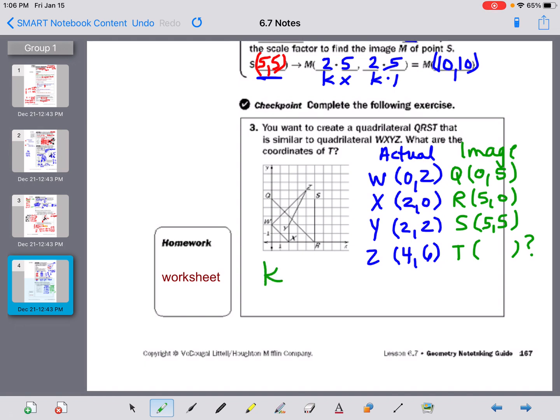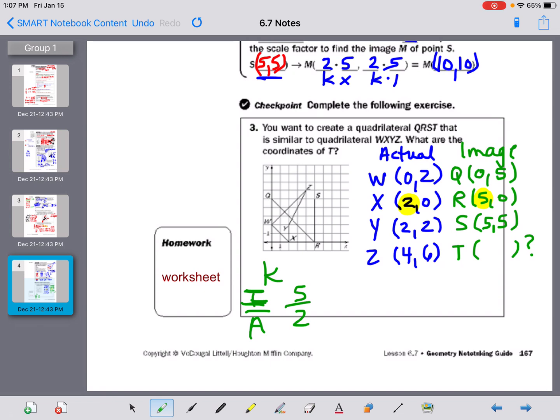So remember, to find my K, it's image over actual. Well, once again, they didn't really give us much room for not understanding which numbers we're choosing, but I just need to find one value in my image that has a matching corresponding one in my actual, and I can do a 5 over 2. And I think no matter which point I choose, I'm going to get 5 over 2 every time. Don't even have to reduce it. I get 5 over 2.